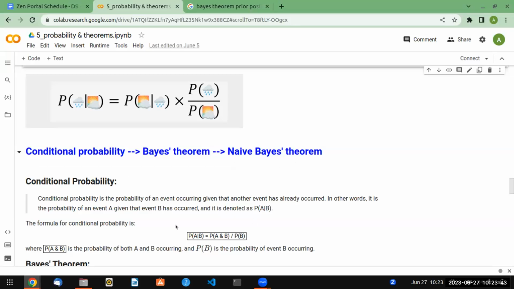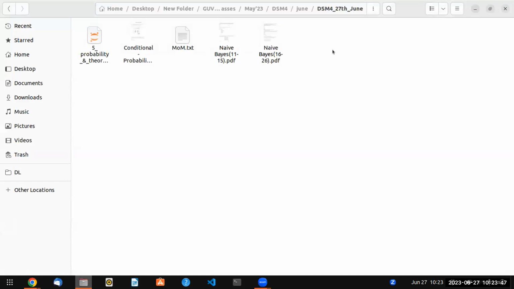Okay, let's do one thing. Let's try to solve one of them first. This is the folder I have already shared with you. Here you will find these 3 PDFs: conditional probability PDF, naive Bayes PDF. These are the questions with answers. Let's try to solve one of the questions.